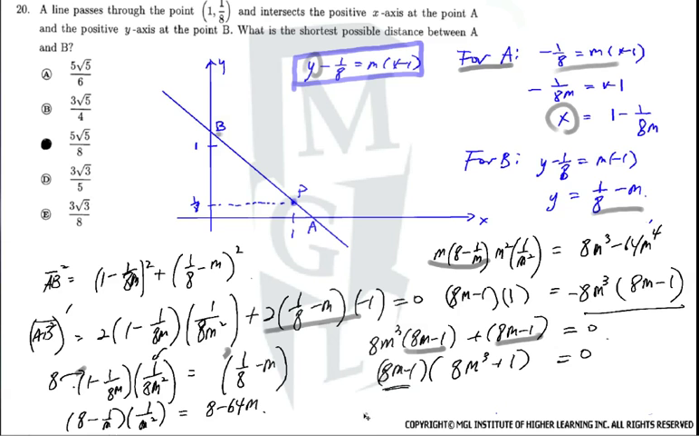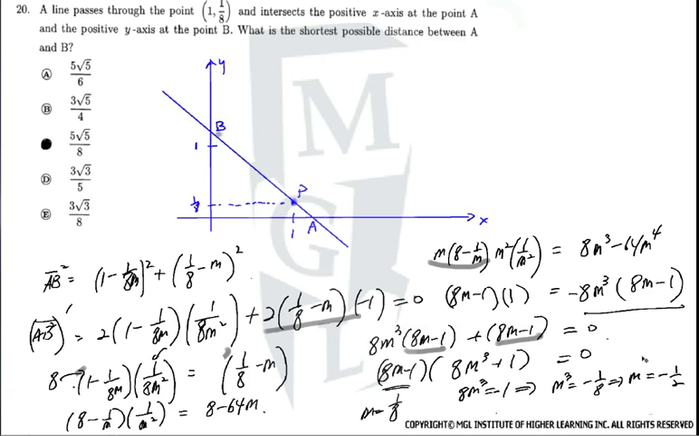So from the first bracket, we get m is equal to 1/8. From the second bracket, you get 8m cubed is equal to -1. Then m cubed is equal to -1/8. Then m is equal to -half. Now, the slope must be negative. Look at the diagram, it'll make sense. If it's positive, it will not intersect x and y axis both in the first quadrant like this.